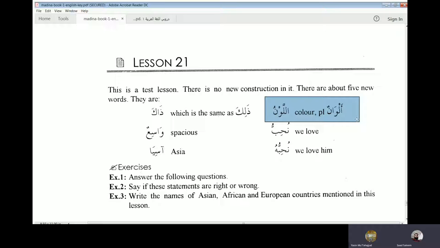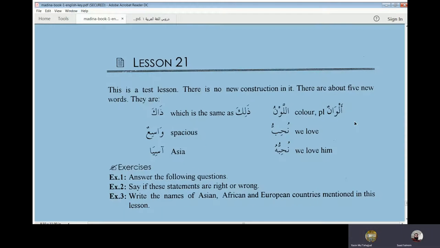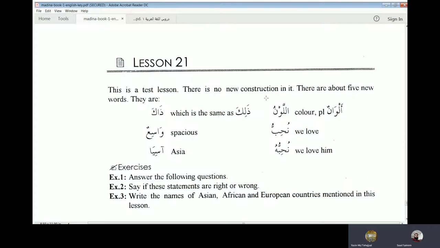Alwanu, alawnu. This is alawnu and this is alwanu. Okay, and that means color? Yes, color.